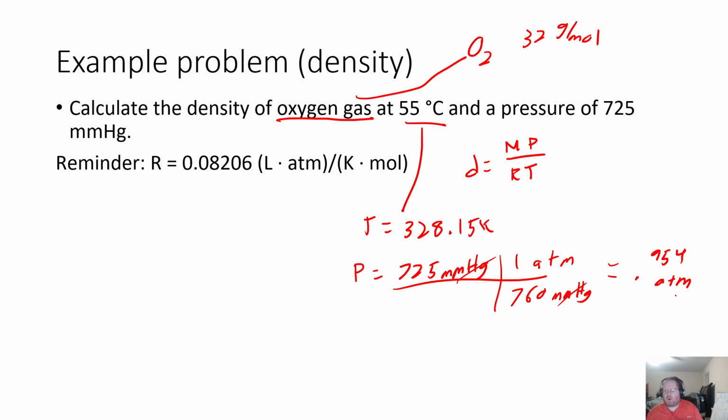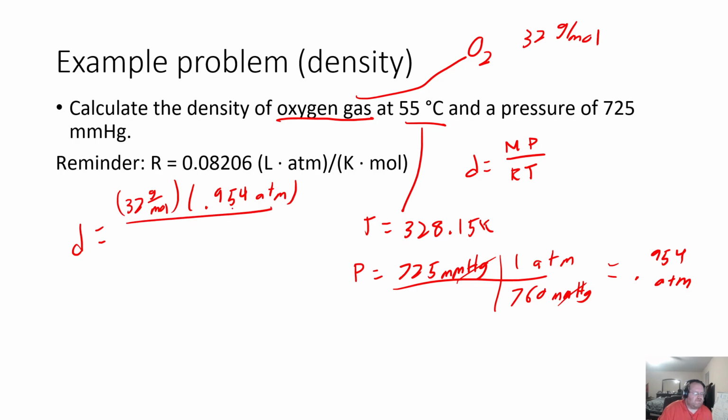So we can find out what would be the density of this oxygen gas at this particular set of conditions. So density equals molar mass, 32 grams per mole, times our pressure, which is 0.954 atmospheres. We then have our gas law constant, 0.08206 liters times atmospheres per mole Kelvin.